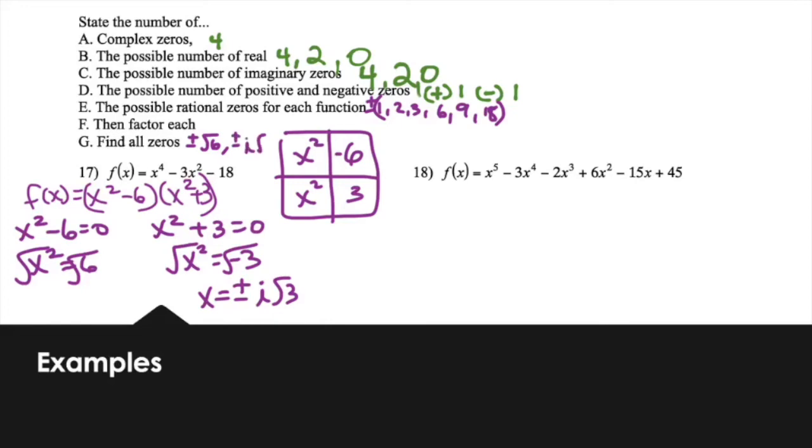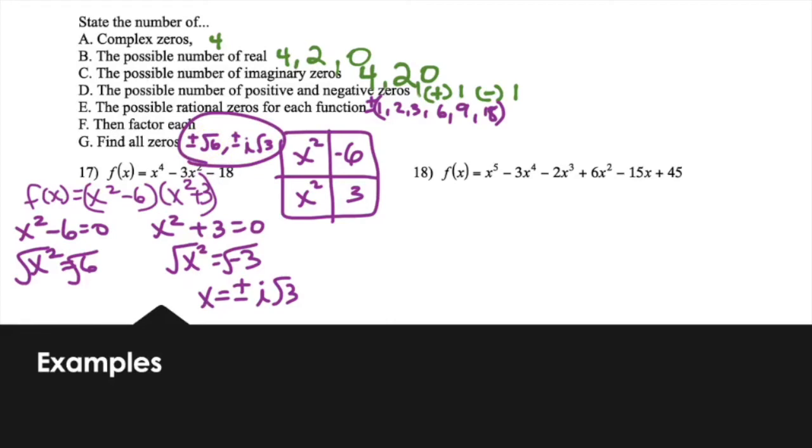I want you to notice we said we had complex zeros. That's all the possible zeros there can be because it is a 4th degree polynomial. And we have 1, 2 there and 3, 4 there.